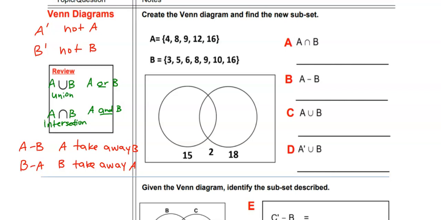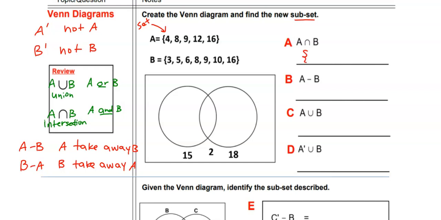Okay, so diving into the examples, it says create the Venn diagram, then find the new subset. So we're given set A. If you see those little curly brackets, that means we're talking about a set of numbers. And a subset just means we're going to do something to it, we're going to do some math to it, and then our answer is what we call the subset. So we're going to write our answers with those same curly brackets, okay?